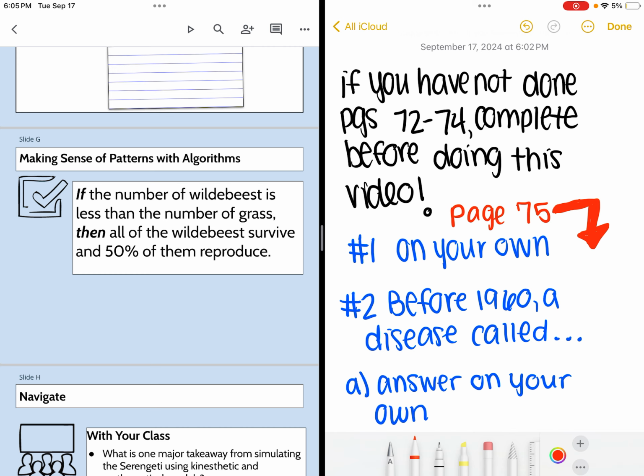But before starting this video, make sure you have 72 to 74 done. If you do not have that done, number one, this video would make no sense to you, and number two, your homework is being checked Thursday, so it's better to get it done now rather than push it off till later.